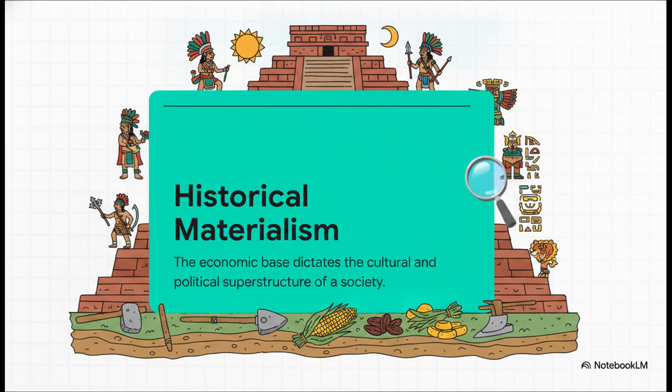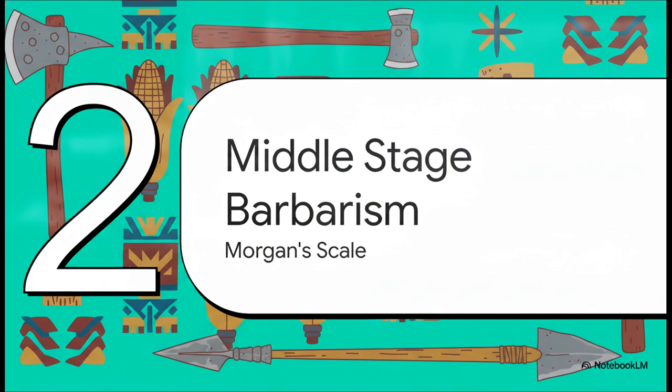Everything else in that building, the superstructure, is the culture, the politics, the religion, the laws. In the Marxist framework, the foundation dictates the entire shape of the building. So, everything from Aztec religion to their brutal wars of conquest is ultimately driven by underlying economic forces and the production of wealth. Moving right along to Section 2, the middle stage of barbarism.